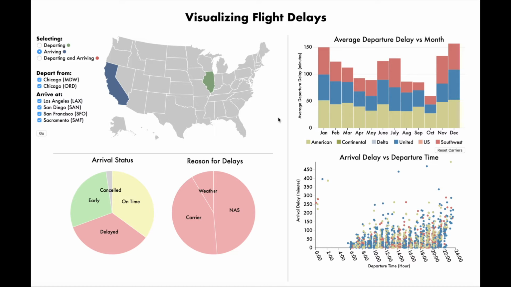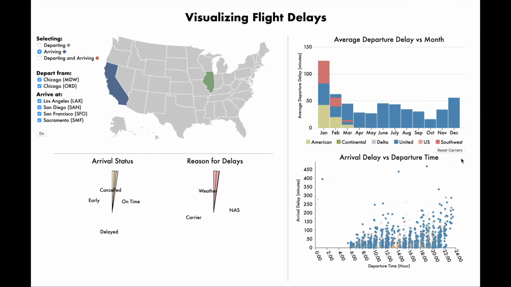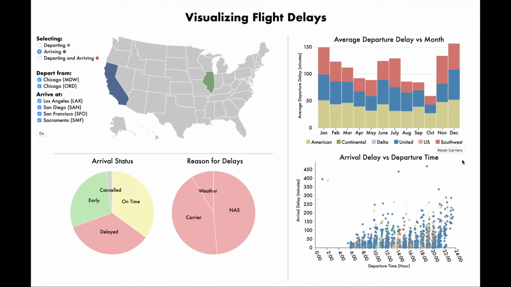In the top right, we have a bar chart that depicts average departure delay versus month. It shows all the different carriers, and if you hover over each stack in the bar chart, you can see the average delay. We also allow users to filter by carrier, so you can click on one of the bars and it will filter this stacked bar chart as well as the scatter plot below and the pie charts in the bottom left. A user can then hit the Reset Carriers button to show all of the information once again.